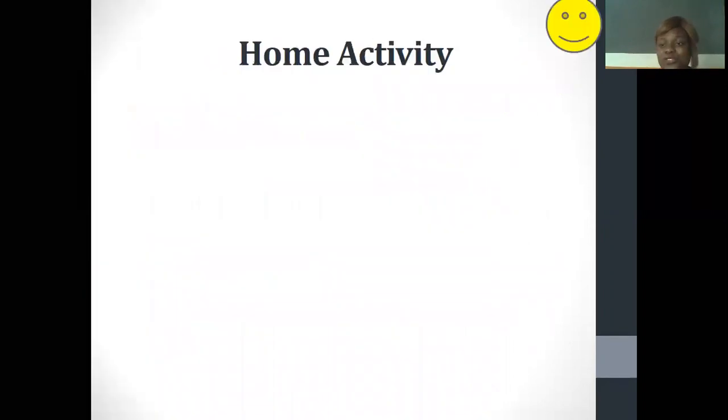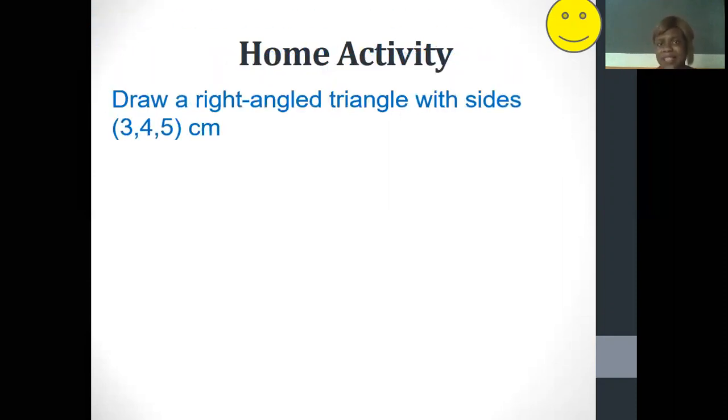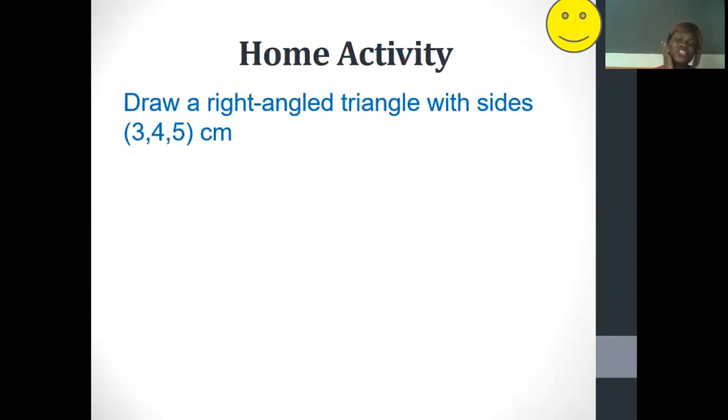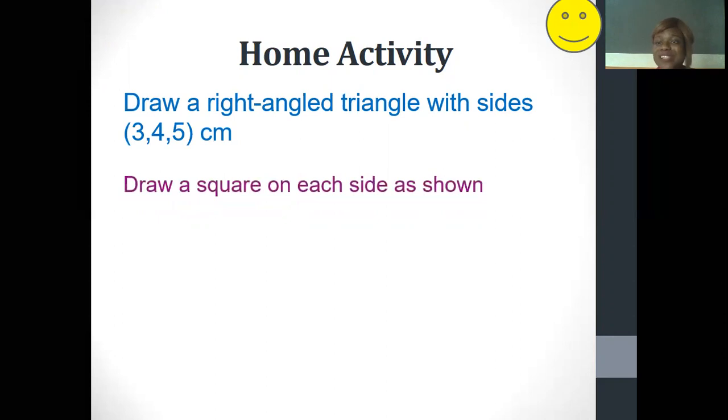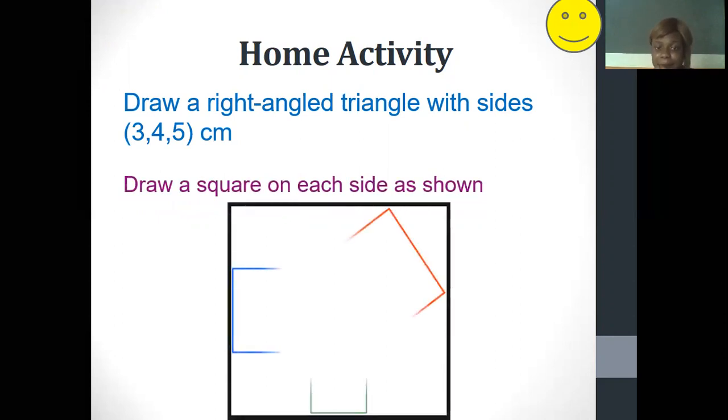Before you go, I want you to do something. You can try this at home if you want to. It's a home activity just to prove the Pythagorean theorem, so that you don't just learn it, but you actually know how that theorem was arrived at. You can do this on a plain white paper, or however you want to do it. So draw a right angle triangle with sides 3, 4, 5. Then you should draw a square on each side, as you can see in the diagram here.